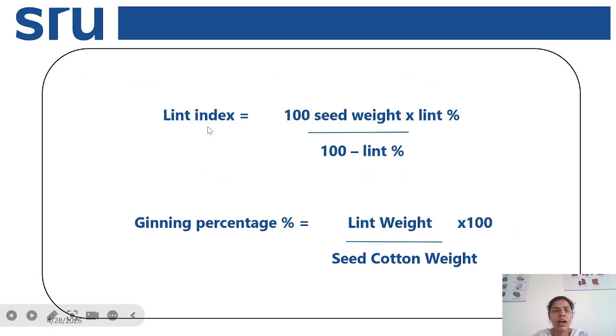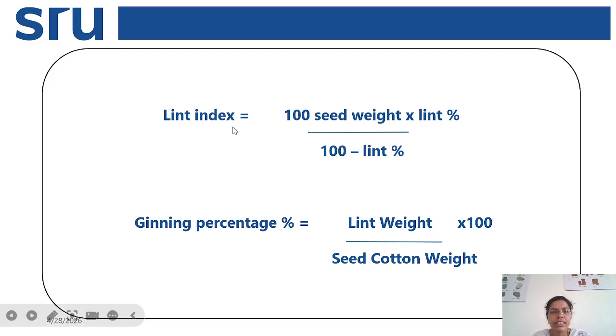Next we'll discuss how the lint index and ginning percentage are calculated. Lint index is based on 100 seed weight. Generally, for bold seeds like cotton we go for 100 seed weight, and likewise for castor and groundnut. For 1000 seed weight, or test weight, we count 1000 seeds of fine or short grain types like paddy, rice and wheat.